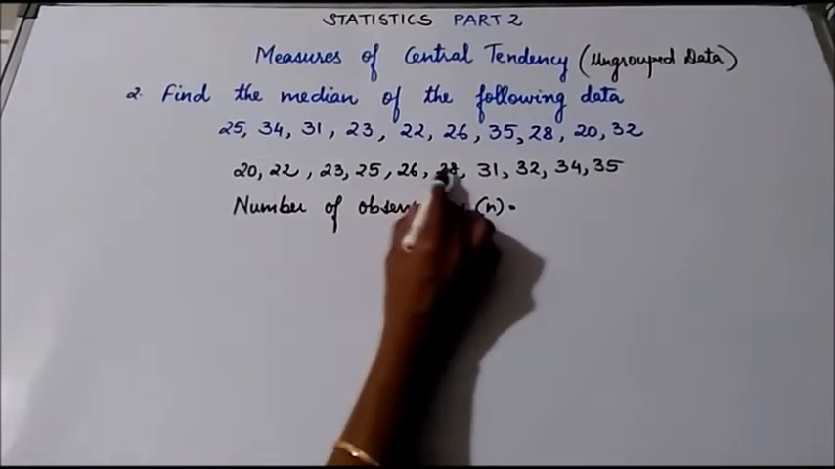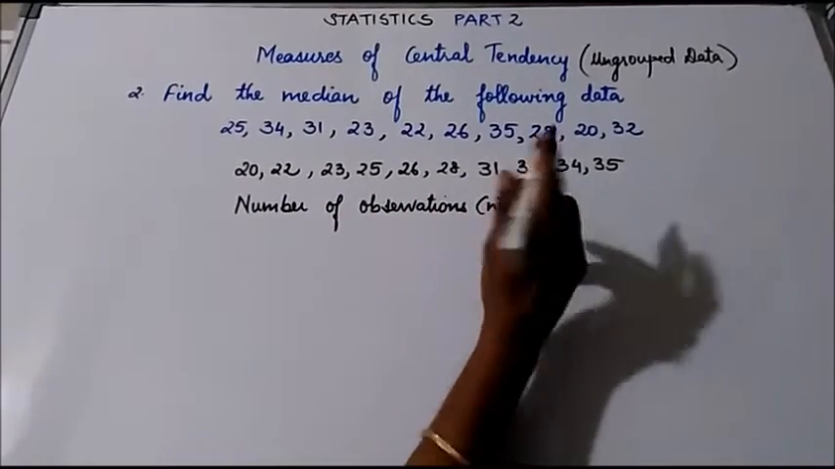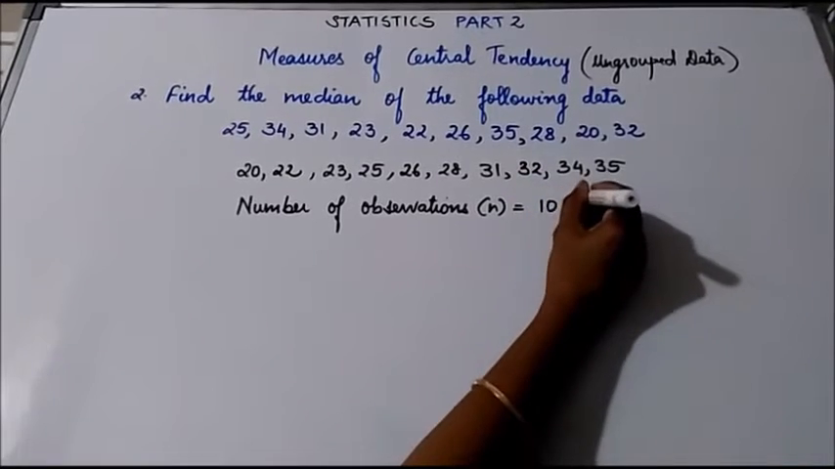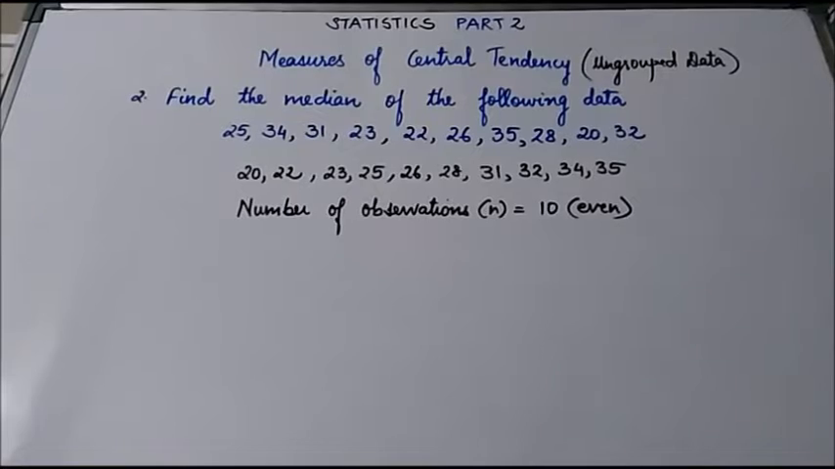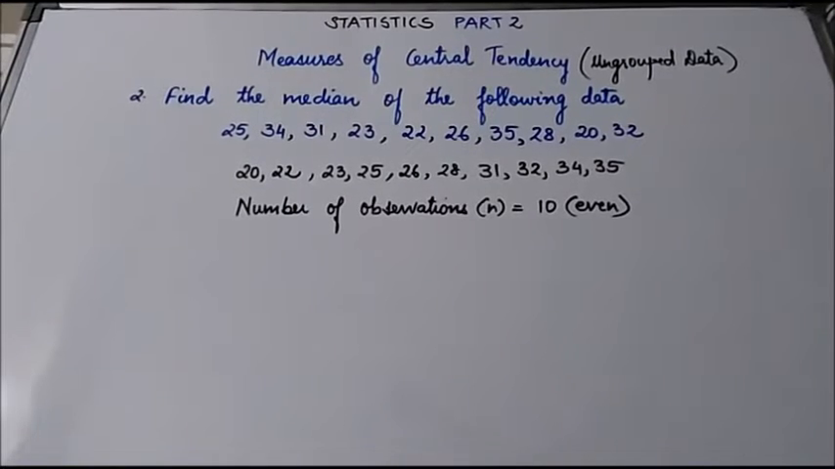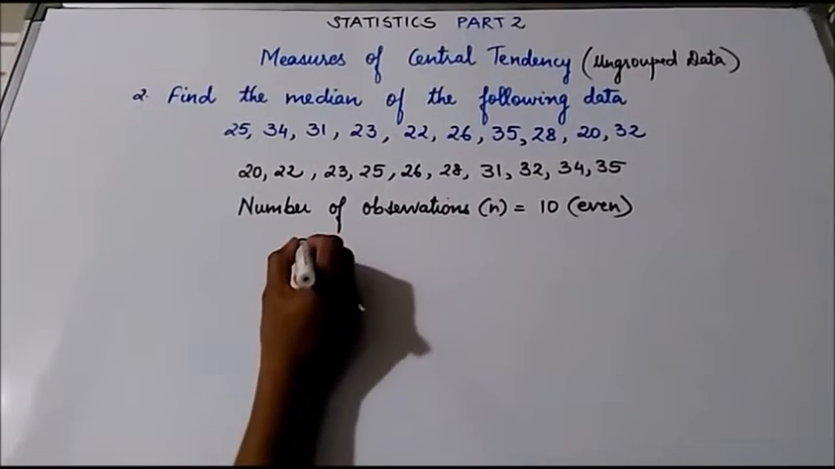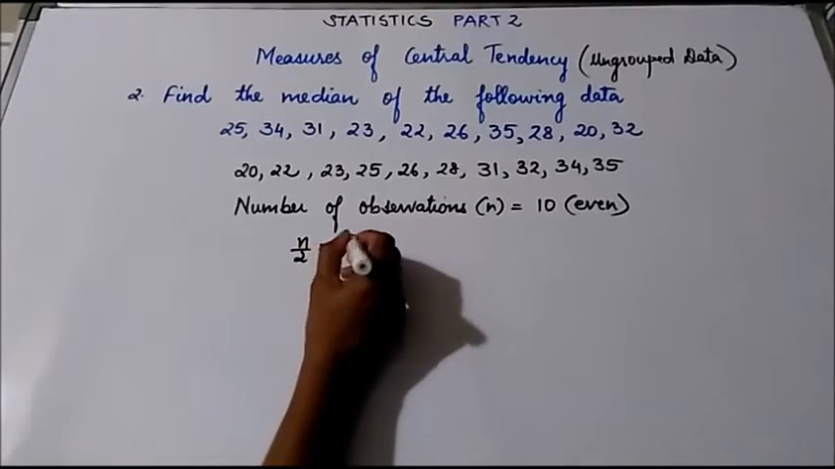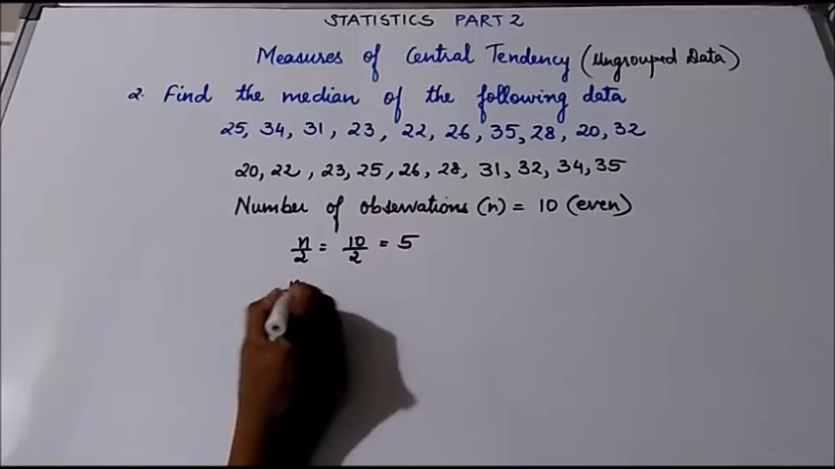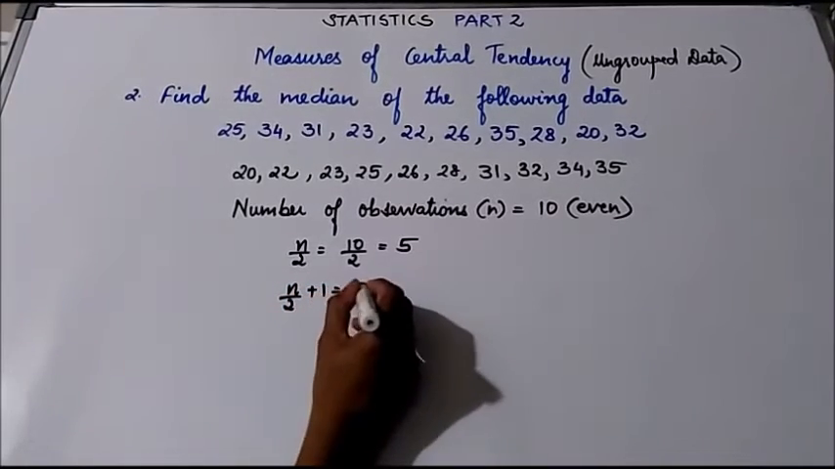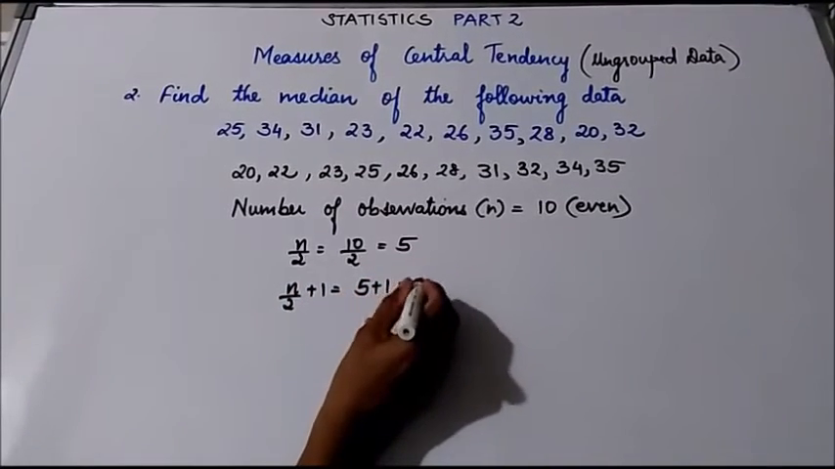We got here 2, 4, 6, 8, 10. 10 means it is even number. So we'll have 2 observations in the middlemost position. Let us find what are the positions. First one will be n by 2, that is equal to 10 by 2 is equal to 5, and the next one will be 5 plus 1 is equal to 6.